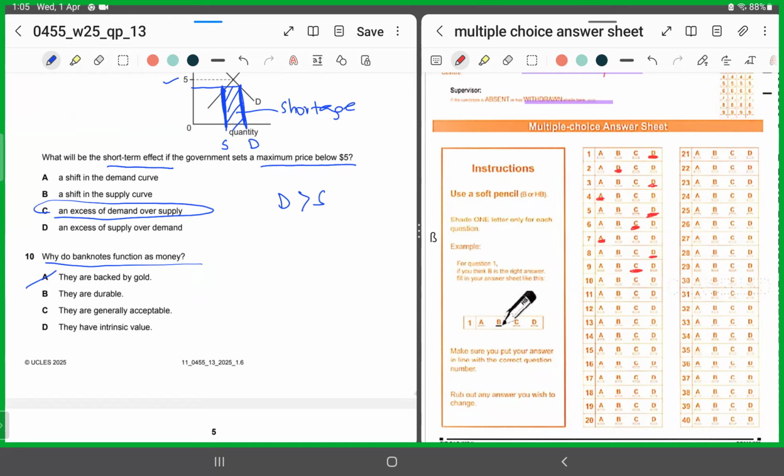They can't have intrinsic value because intrinsic value means when something has a value on their own. So unless and until banknote is what? Paper. Unless banknotes are accepted to be exchanged for goods and services, they don't get a value. On their own, they don't have a value. So it's the general acceptability that makes them function as money. Right? Otherwise, they're what? Paper. Get it? So for 10, it has to be C.